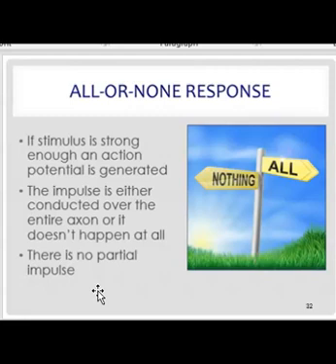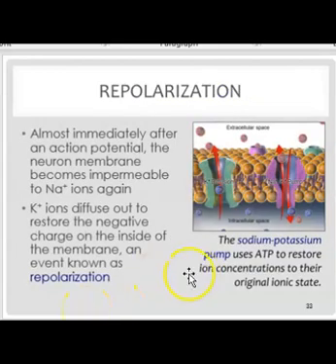Like, we can't have a partial impulse. So once the stimulation happens, it's going to be impulse or no impulse. And again, we have to make sure that we're getting to that plus 40 in order for that impulse to occur. After the action potential is generated, what's going to happen is repolarization.